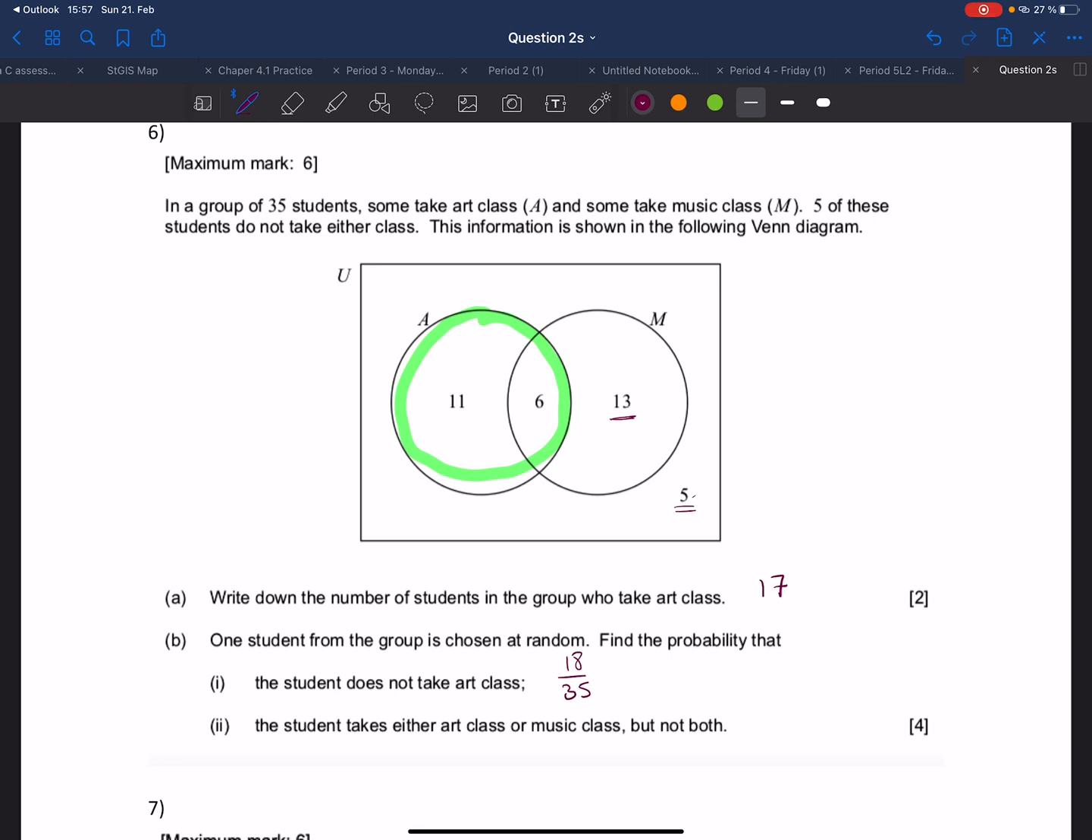And then it says the student takes either art or music class, but not both. So if I want to colour in the region that's art or music, but I'm avoiding that place in the centre where they take both, it's those 2 yellow sections. So my number of students who take that is 11 plus 13, which is 24, out of our total of 35.